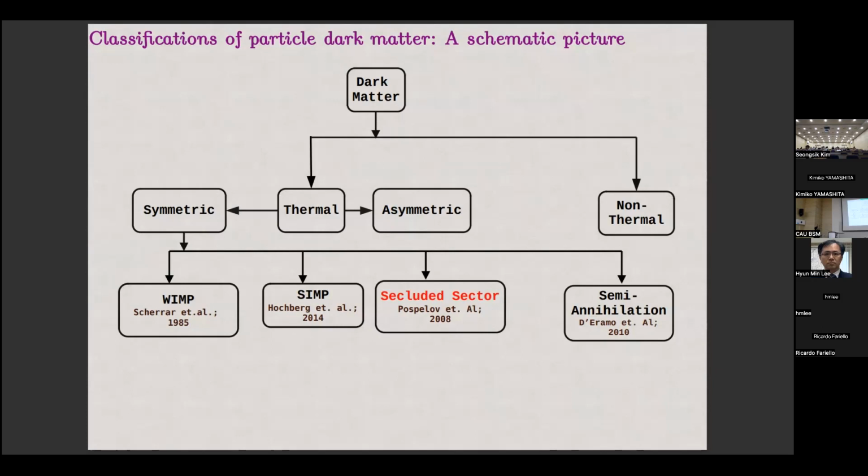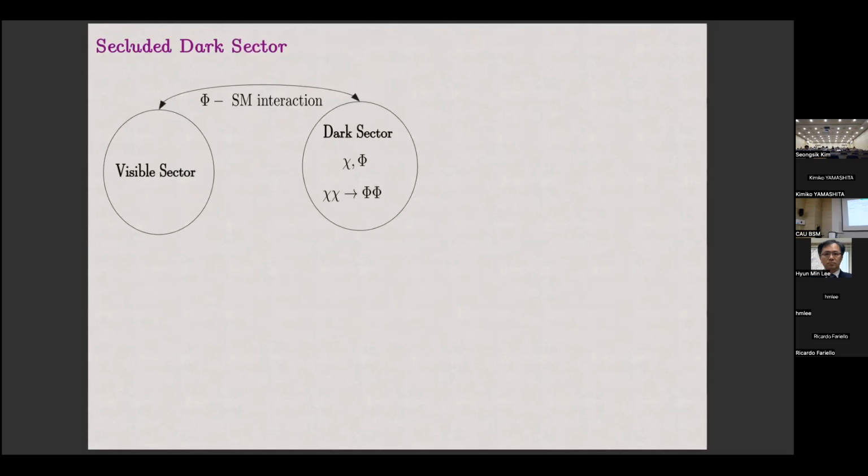And the SIMP scenario, in which the dark matter relic density is set by the 3 to 2 annihilation processes. And the secluded sector and the semi-annihilation process; I will discuss what the secluded sector is. So today my talk is mostly based on this secluded dark sector scenario. Basically, the basic idea of the secluded dark sector scenario is as follows.